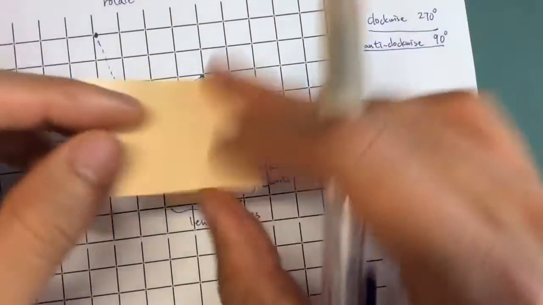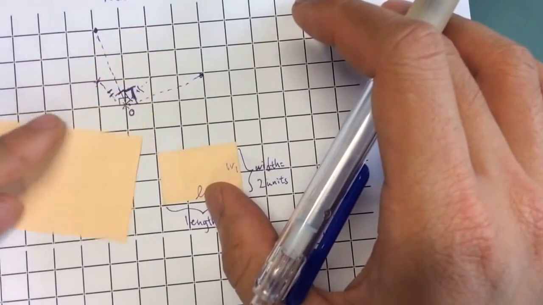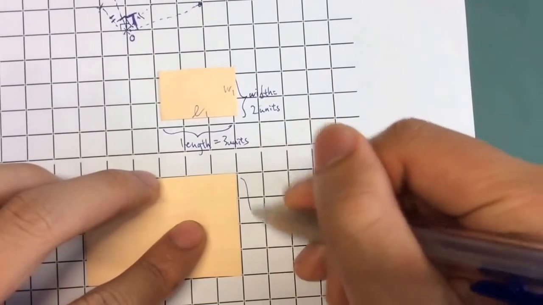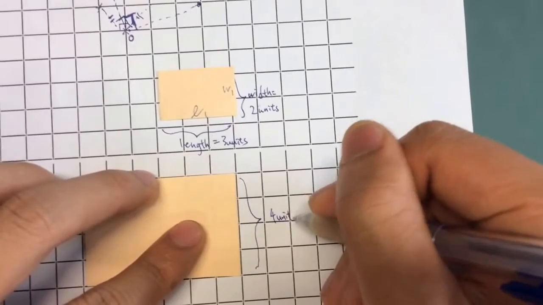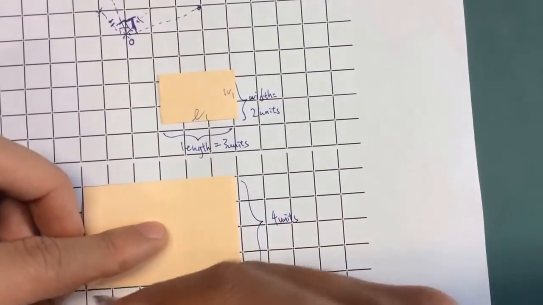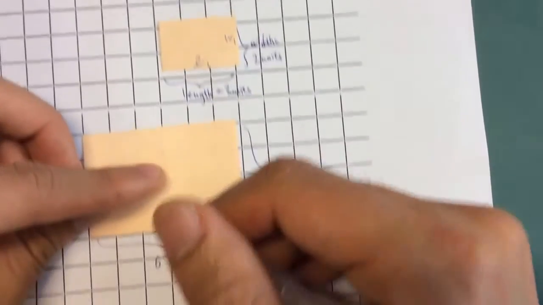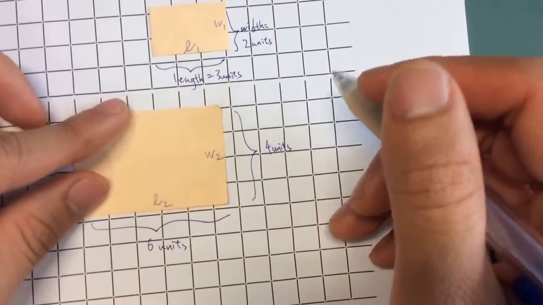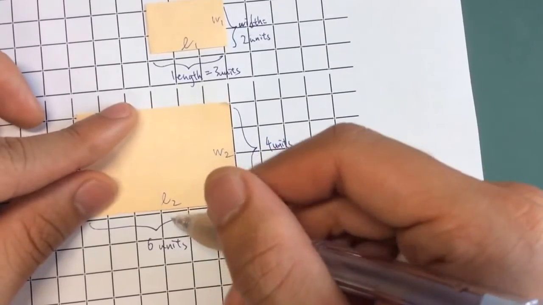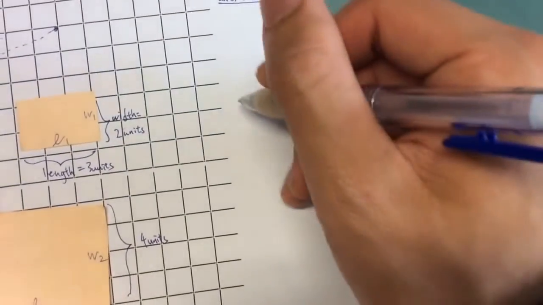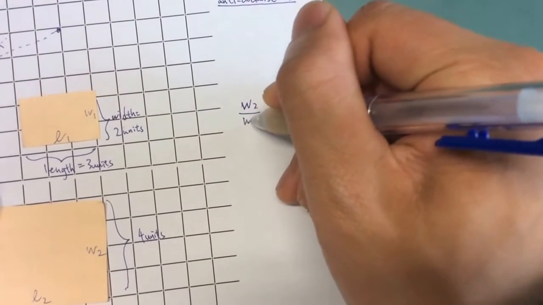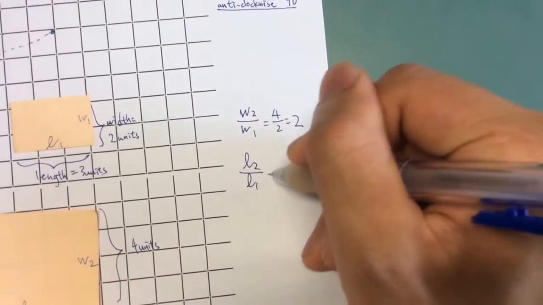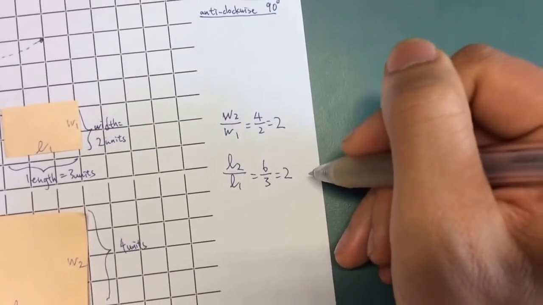If it is enlarged, then you will get a bigger rectangle like this. How big is it, and what are the dimensions? For this rectangle you can count here. The width is 4 units, and the length is 6 units. So W2, the width of this rectangle, is 4 units, and the length L2 is 6 units. W2 divided by W1 is 4 divided by 2, which is 2, and then the length L2 over L1 is 6 over 3, also 2, so they are the same.